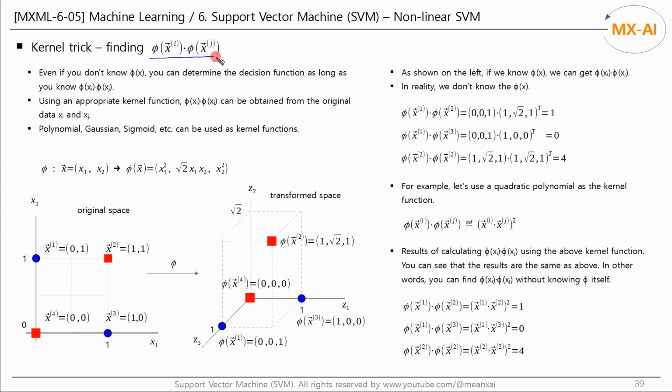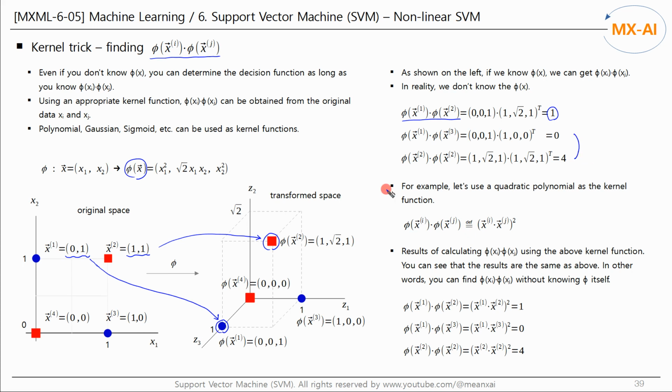Next, let's look at how to find the dot product of phi xi and xj. Let's first look at the example below. Let's assume that the transformation function phi is like this. The first data point x1, 0, 1 is converted to this point, and the second data point x2, 1, 1 is converted to this point. If we find this value for the first and second data points, we get 1. In this way, we can find the dot product of phi xi and phi xj for these data points.